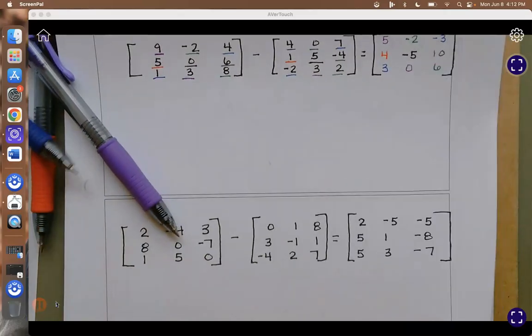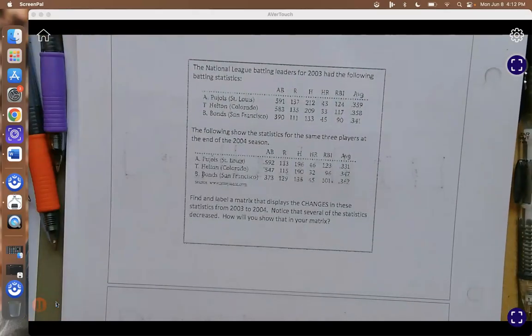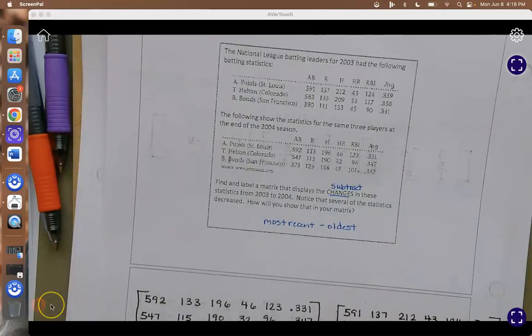Now, let's look at an application of this. All right. So take a minute and read over this. So pause it and read over this problem. Okay, so you've had a minute to look at this, and it's looking at the National League's batting leaders for 2003, and that was Albert Pujols, I think Todd Helton, and Barry Bonds. Okay, and you're looking at their at-bats, their runs, their hits, their home runs, their RBIs, which is runs batted in, and their batting average.